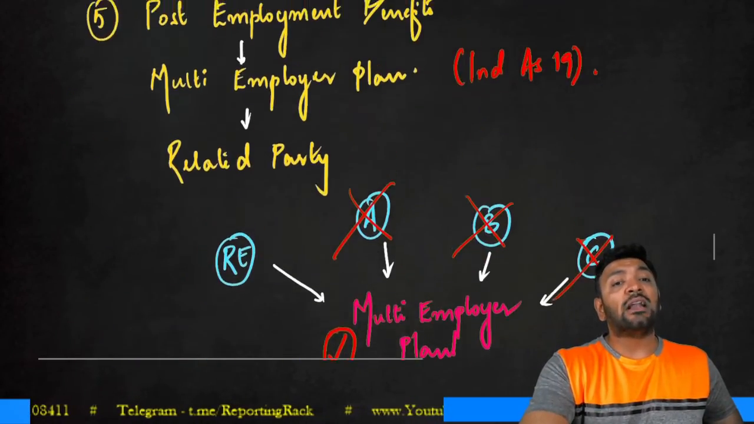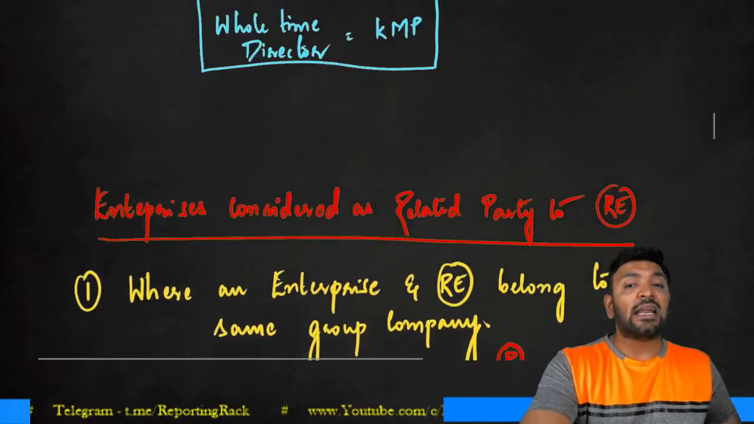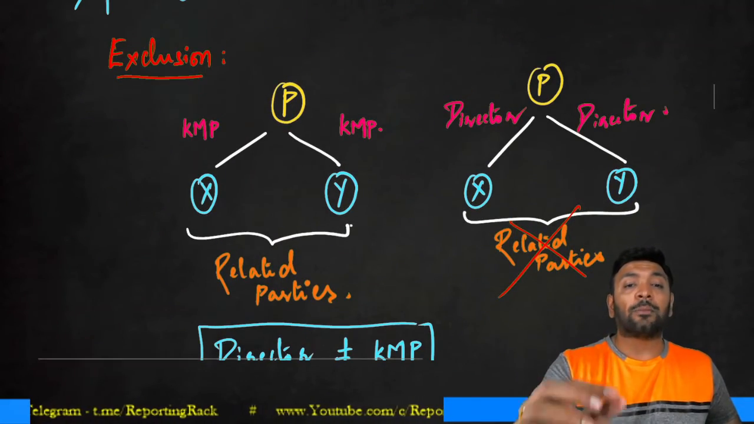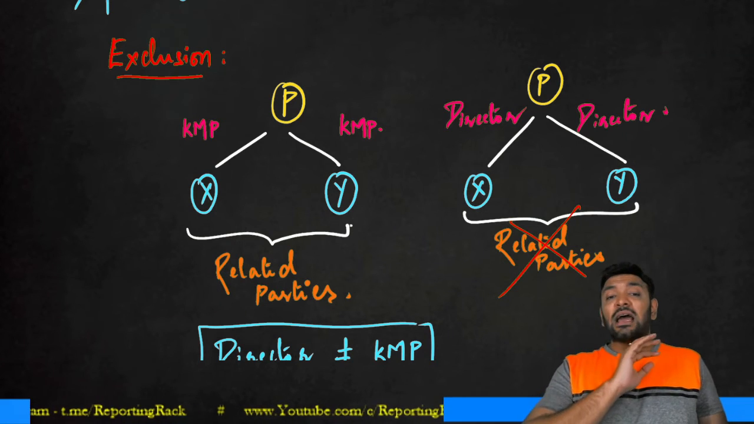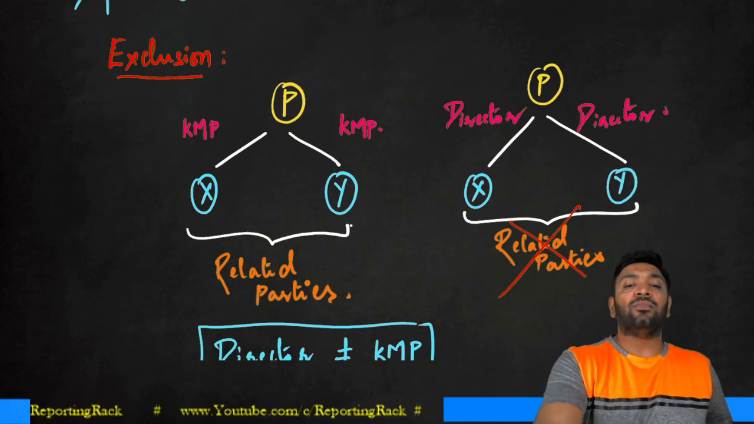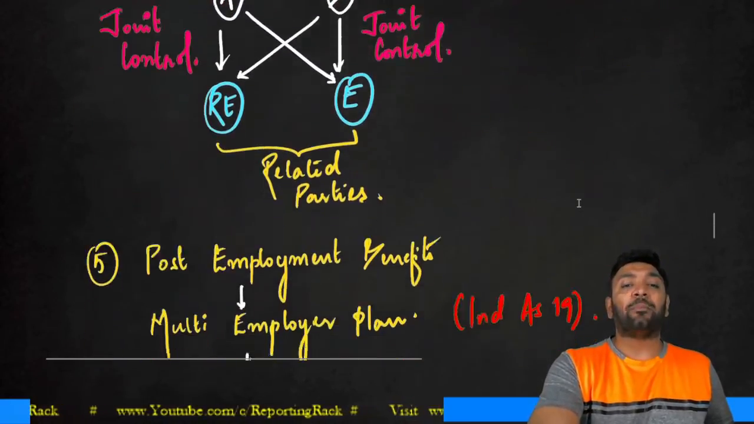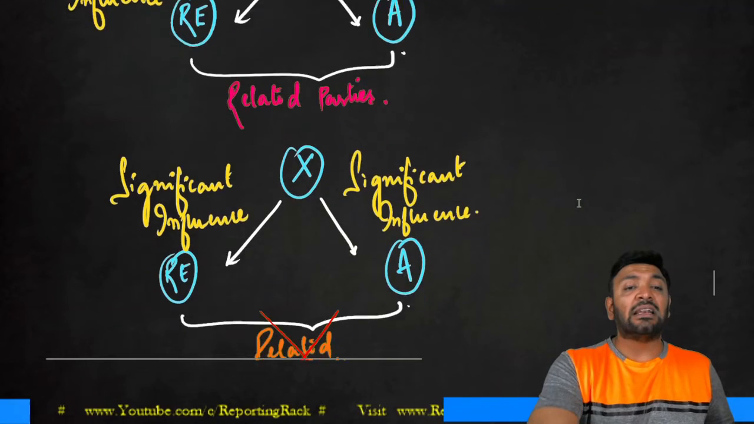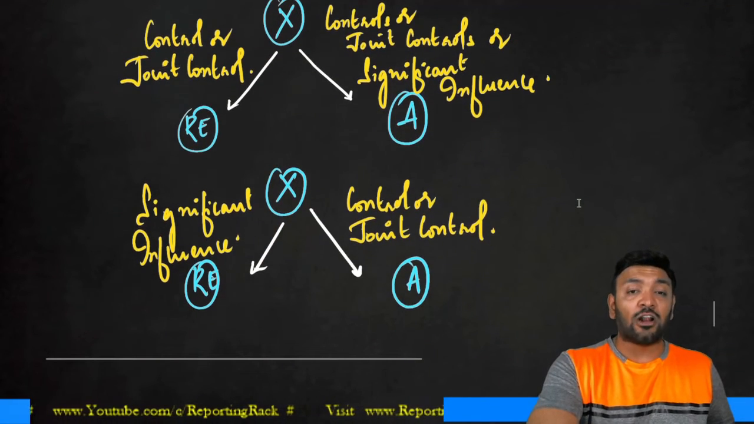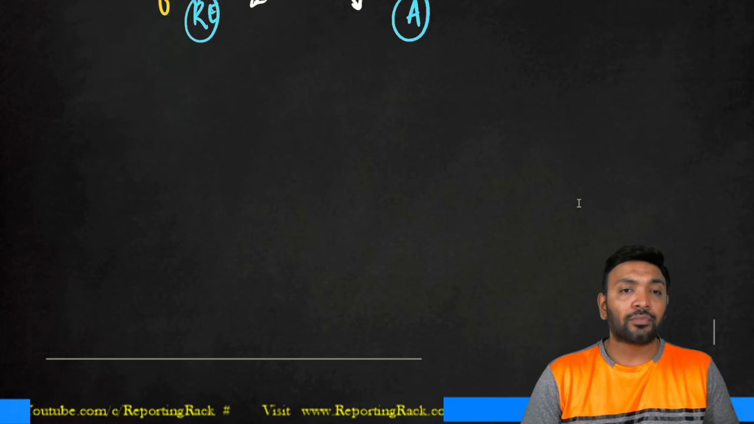We also dealt with an exclusion earlier when we were talking about individuals, where I said if two enterprises have a common director, they are not related parties. Only if they have a common KMP, they are a related party. Where I told you, whole-time directors are KMP. Just because someone is a director does not mean that they will come under the definition of key management personnel. Clear?